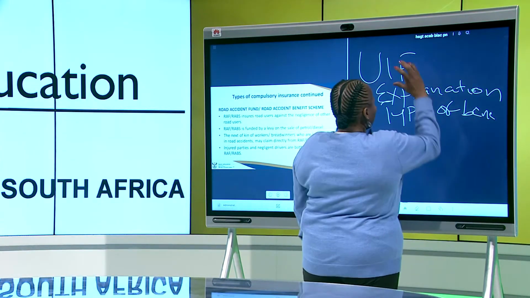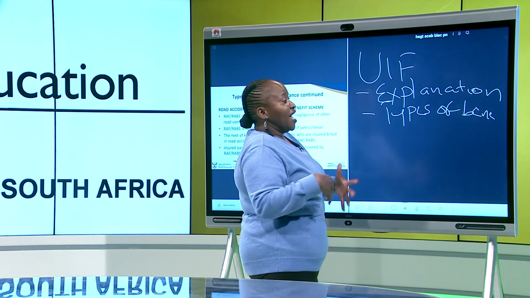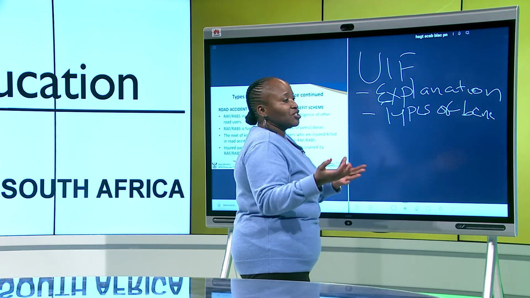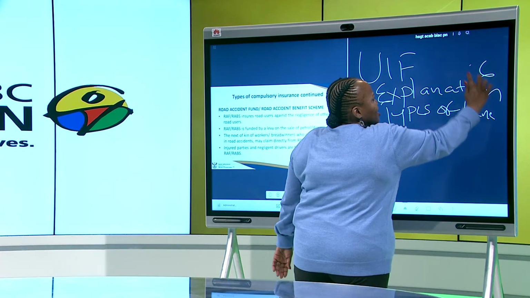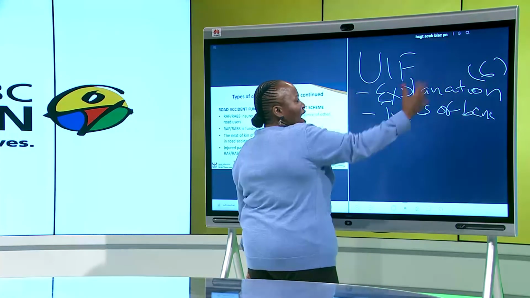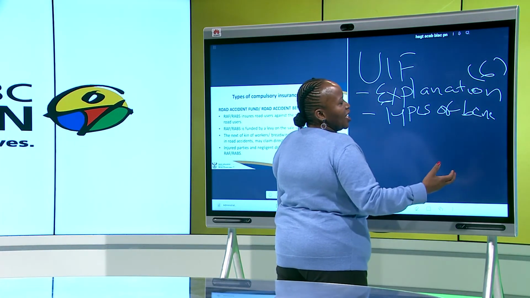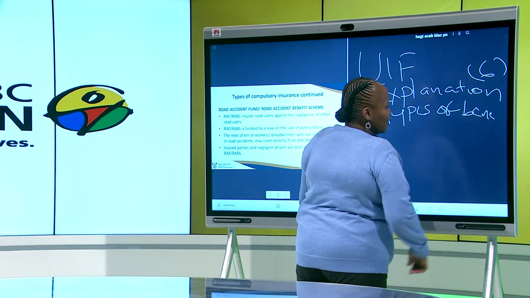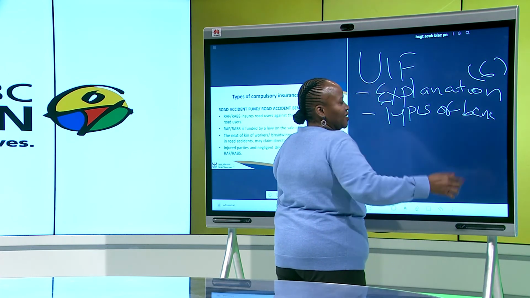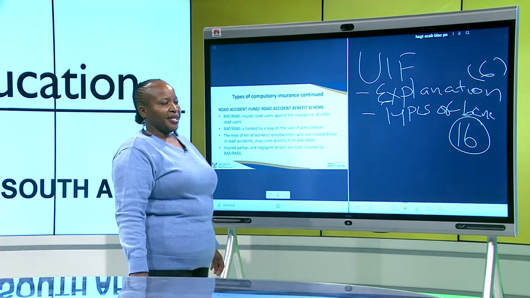If you understand this one very well, then it's easy for you to obtain marks, because examiners may sometimes ask you to explain what is UIF, give an explanation for 6 marks, or examiners can sometimes ask you to discuss 4 types of benefits paid by UIF, which would be 4, 8, 12, 16, if it's an essay question. So it's actually high impact content.